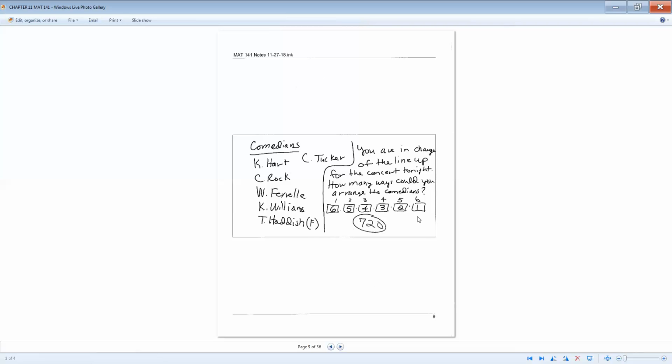Then from there, multiply those together using the fundamental counting principle, and that would be 720. 720 different ways you could arrange the comedians.